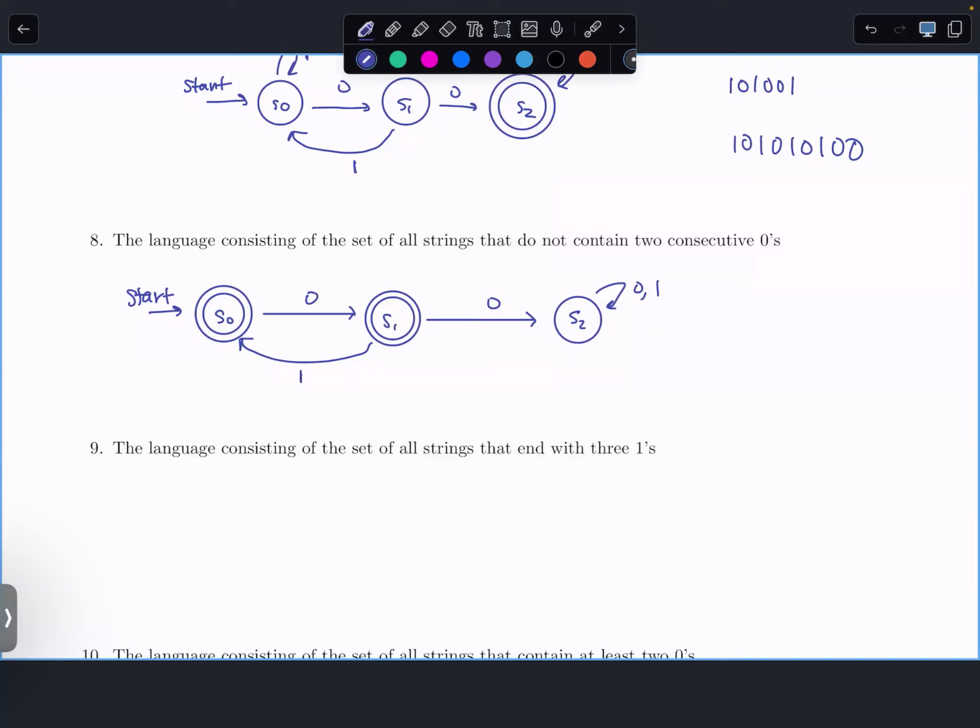Now, if I start with a 1, that's fine, because that's a string that doesn't have 2 consecutive zeros, right? Or if I do 1, 1, 1, 1, 1, 1, that's fine. So I'm going to start there and stay there if I'm looping with a 1. If I leave with a 0, that's fine. I can come back with a 1, but if I get that second 0 in a row, I'm in trouble. This is it. Are you guys okay with this or no? Do you have any questions about number 8?